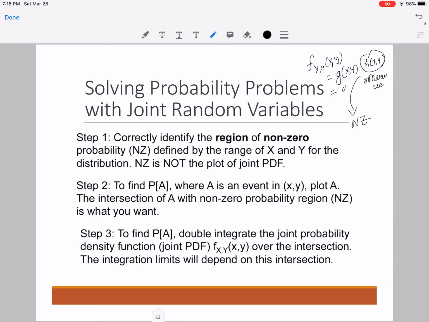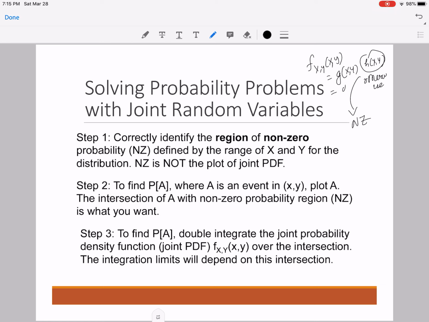So I repeat again, the region of non-zero probability is not the plot of the joint PDF. In fact, if you were to try to plot the joint PDF, it will be very difficult to begin with. And regions of non-zero probabilities are usually not complex looking like the probability density functions. They are usually simple. So if you find yourself trying to plot a region that you're unable to plot because it is some crazy fancy equation, then most likely you're looking at the wrong equation. Look the other way.